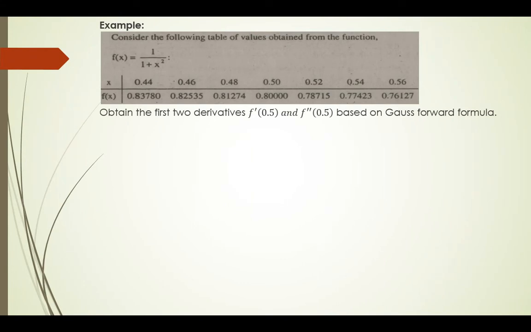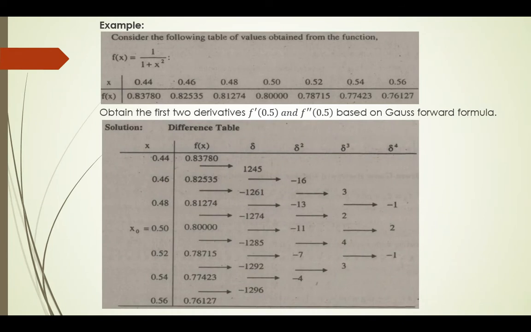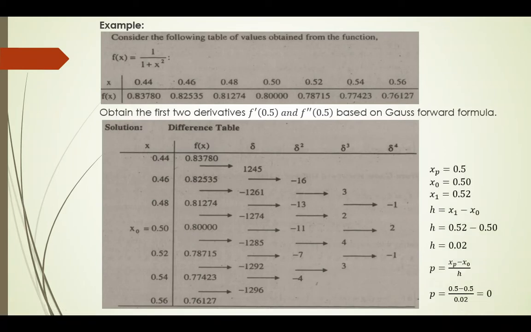Example is the same. Table of values are given. You need to calculate f prime 0.5, f double prime, make a difference table, identify xp. This is xp, and x naught are same, so this is x1, so again x naught is there, this is f naught, and so on. These calculations are the same.